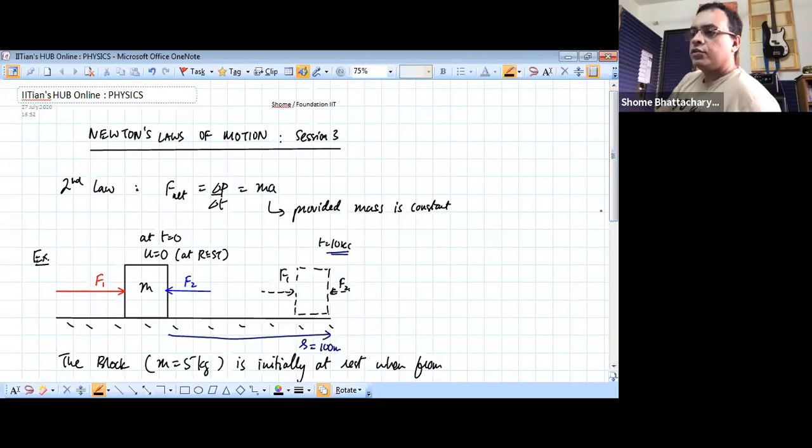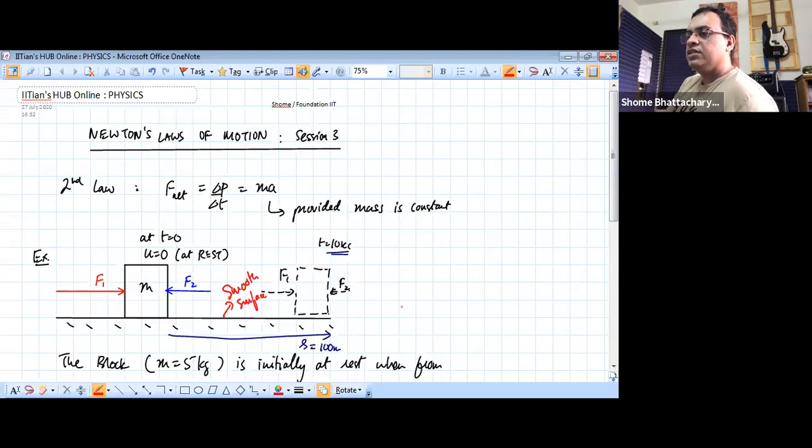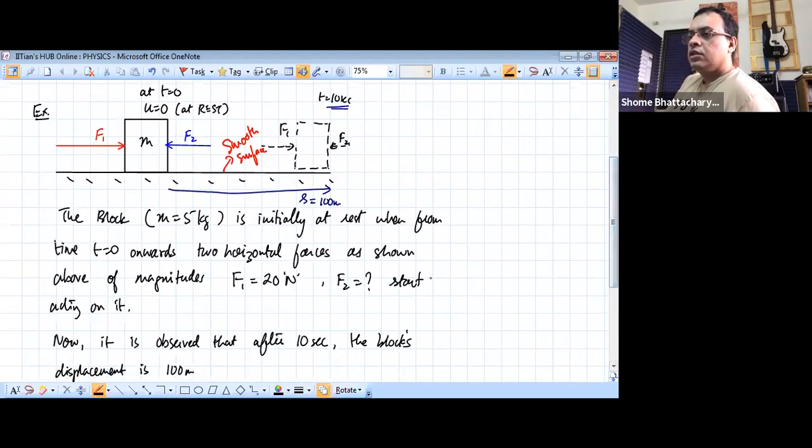So on this smooth horizontal surface, remember that it's a smooth surface, so there's no friction. This block is initially at rest. From time t equal to 0 onwards, these two forces start acting on it. Under the action of the forces, it is observed that the block makes a displacement of 100 meters in 10 seconds. From that, we have to calculate all this data.